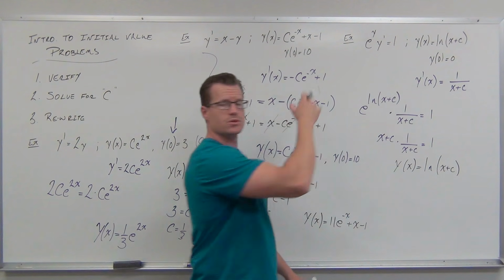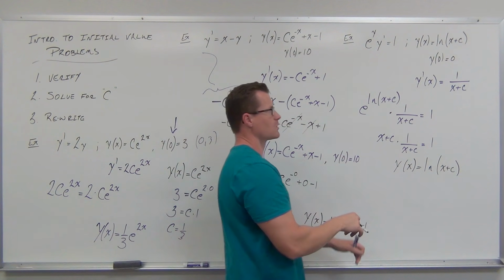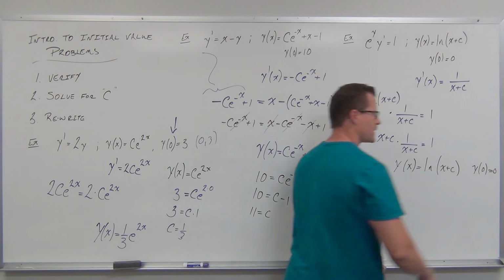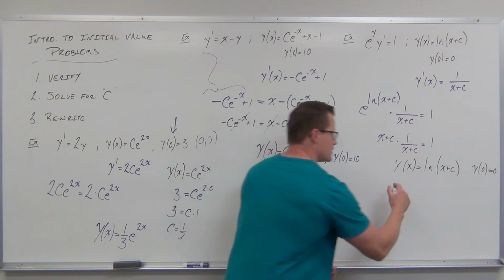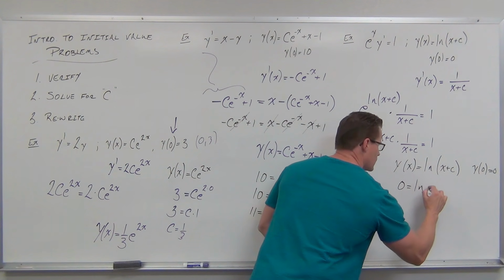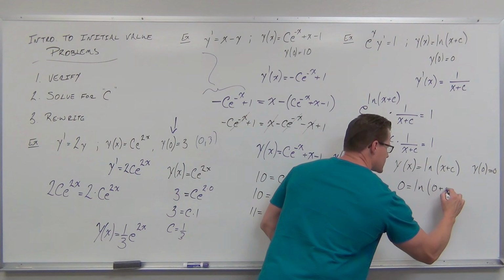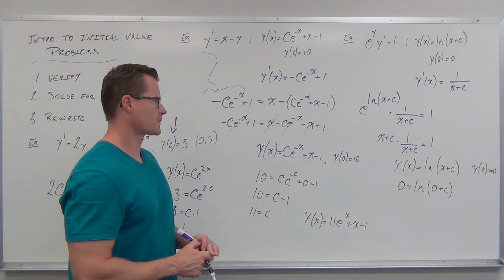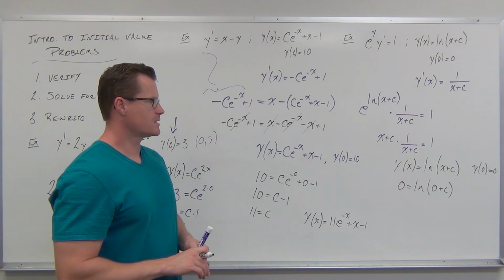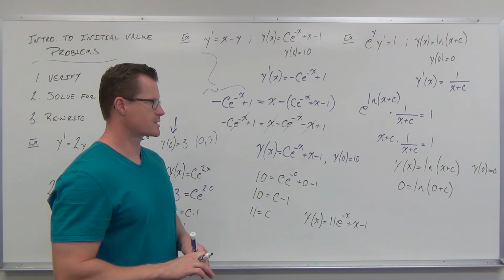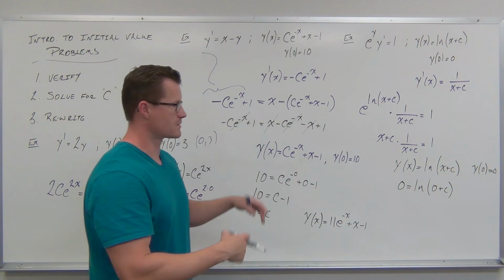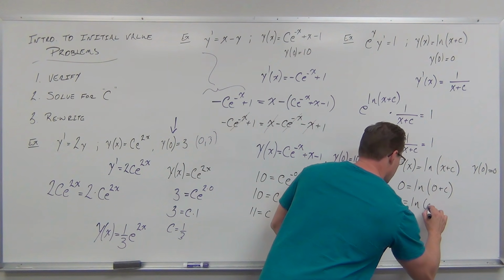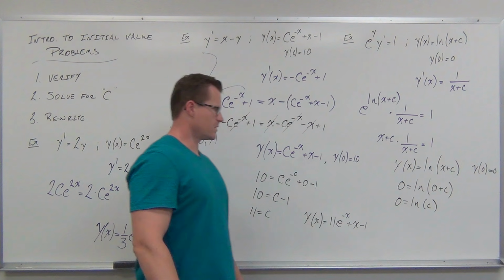So we have our general solution, it's got a c in there. Plug in your initial condition. When x is 0, y is also 0. So 0 has to equal ln of 0 plus c. We have 0 for y, we've got 0 for x. So that looks weird. So 0 equals ln c.